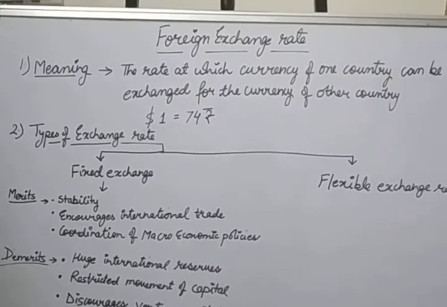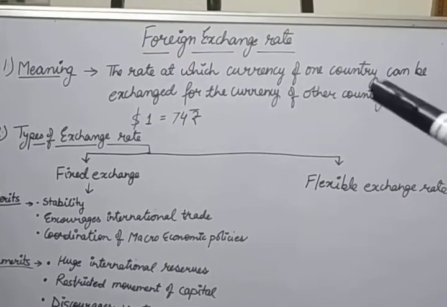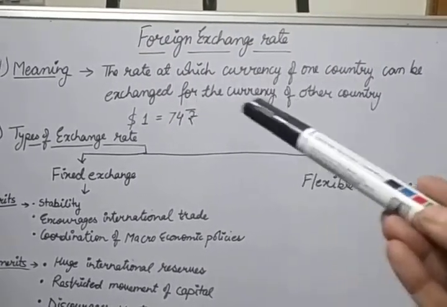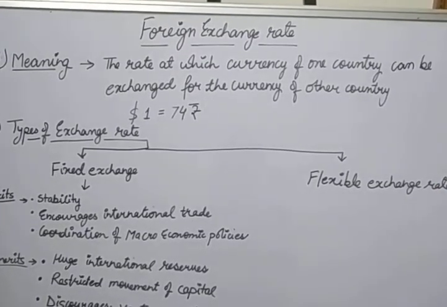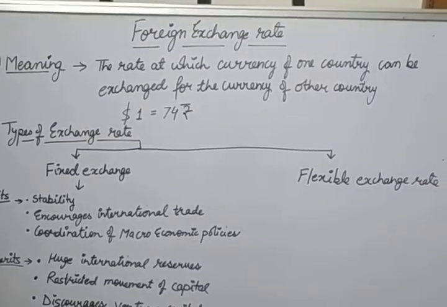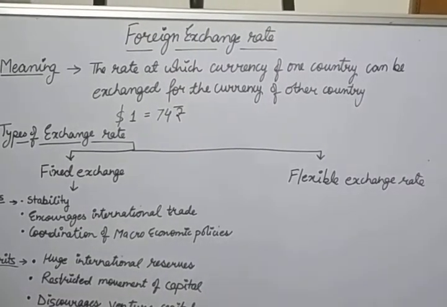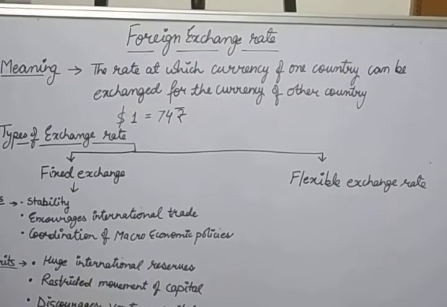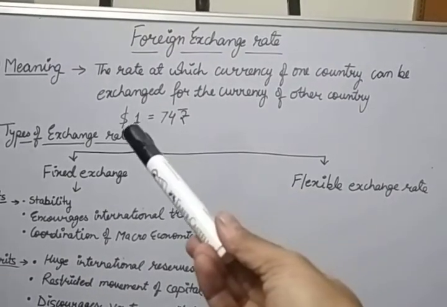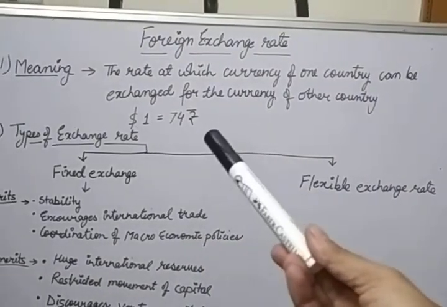Foreign exchange rate is the rate at which the currency of one country can be exchanged for the currency of another country. In other words, it is the price paid in domestic currency in order to get 1 unit of foreign currency. For example, for getting $1, we have to pay 74 rupees.